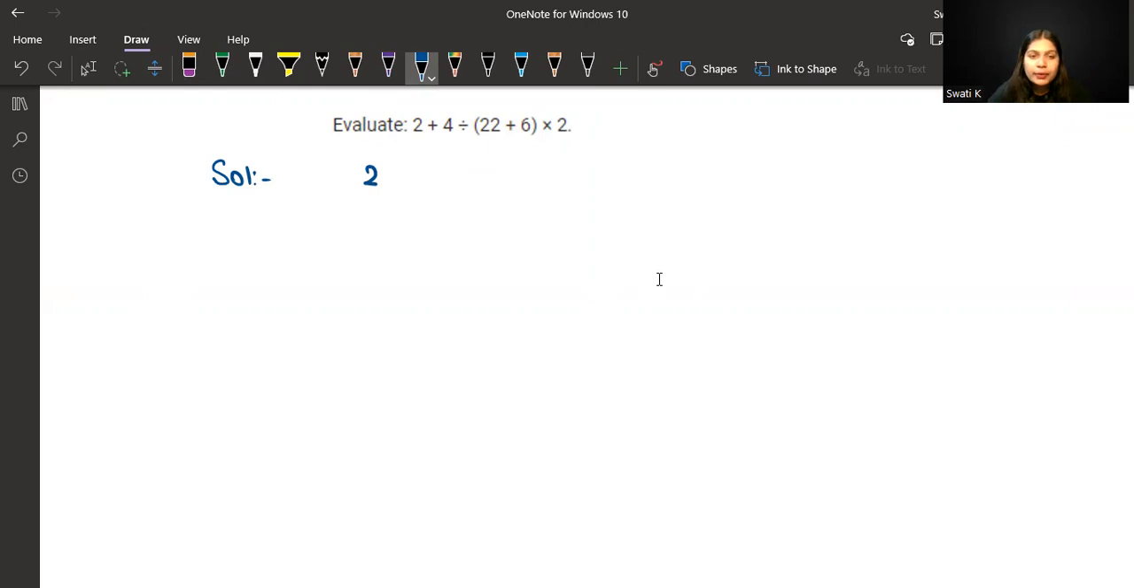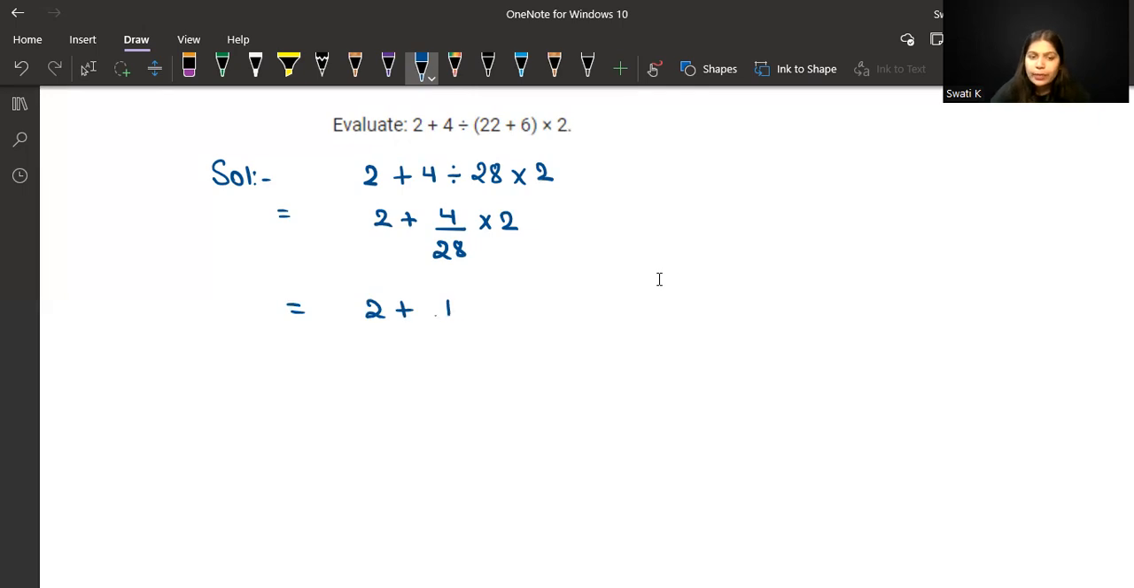So yeah, this will become 2 plus 4 divided by, you have to solve the bracket first, that is 22 plus 6, and 22 plus 6 is 28, times 2. And now if you simplify, of course, you can see here that we have a division sign. That means you have to do the division first. So 2 plus 4 divided by 28. That means I can write down this as 4 upon 28. It means the same thing. And then times 2.